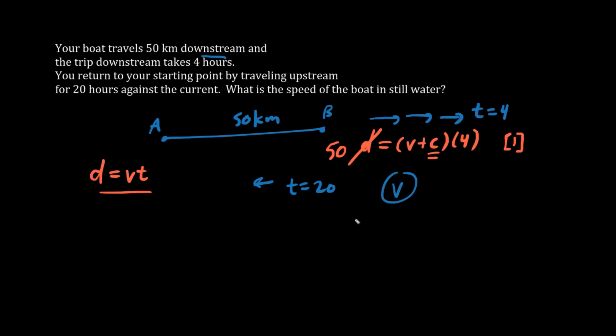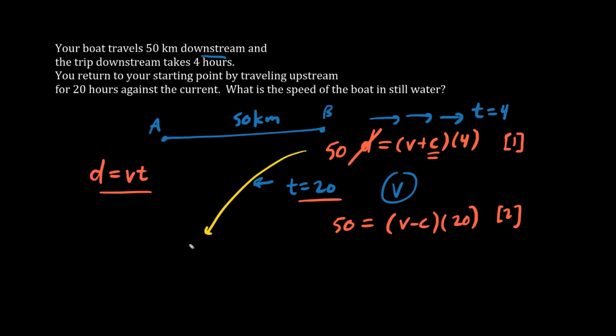On the way back, we also travel 50 kilometers. However, the velocity is not faster by the current, it's actually slower by that same current. And the time is given as 20. 20 hours is a long time. We call this equation number 2. We now have two equations and two different unknown variables, v and c. We can solve for these variables.